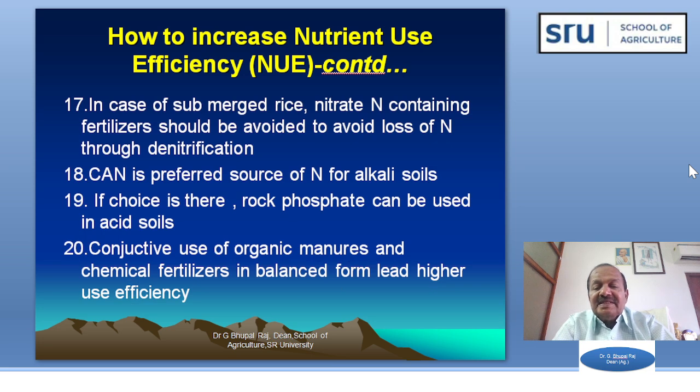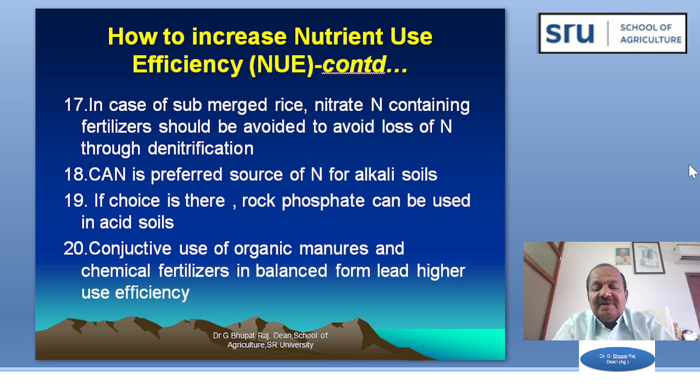In case of submerged soil, the rice crop is submerged. Nitrogen-containing nitrate fertilizers should be avoided to avoid the loss of nitrogen through denitrification. So the denitrification losses will be more in flood conditions, so we have to avoid nitrate nitrogen containing fertilizers. Calcium ammonium nitrate is the preferred source of nitrogen for alkali soils. If a choice is there, rock phosphate can be used in the acid soils.